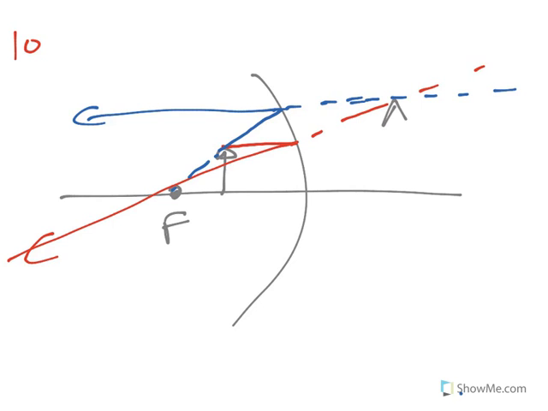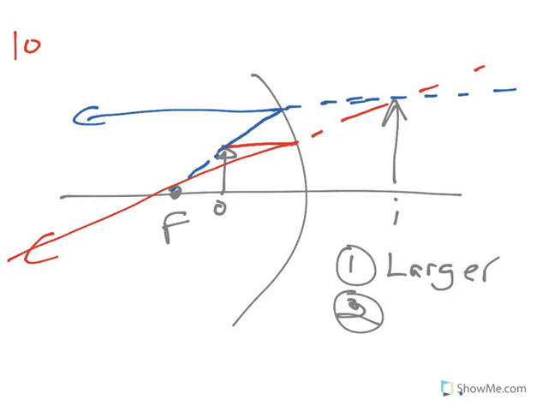And my image is where those two things cross. So this image is obviously larger, because here's my object. It's clearly bigger than my object. Two, it is upright, and three, it is virtual.